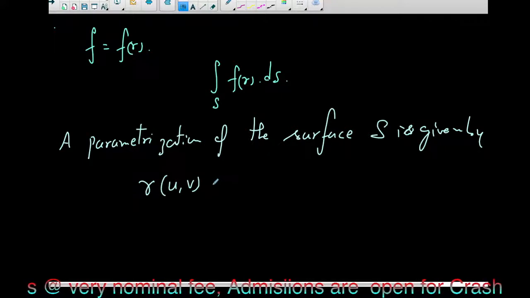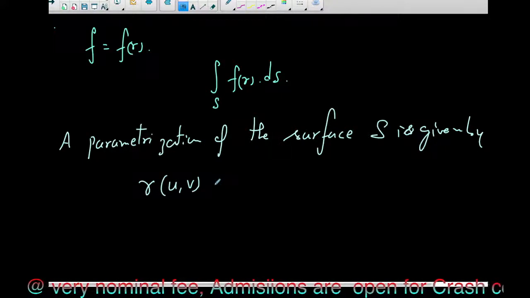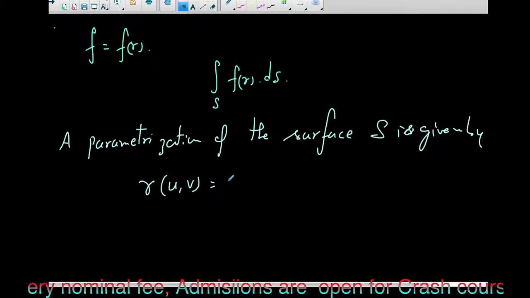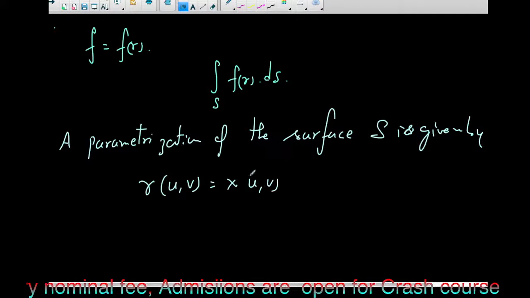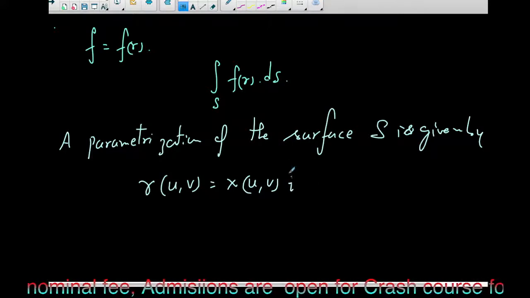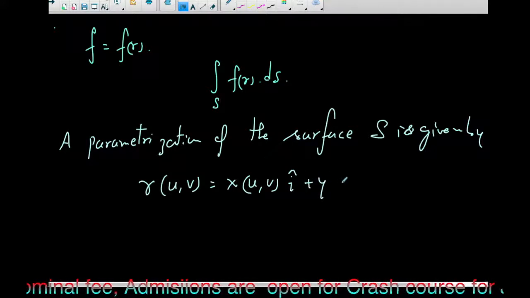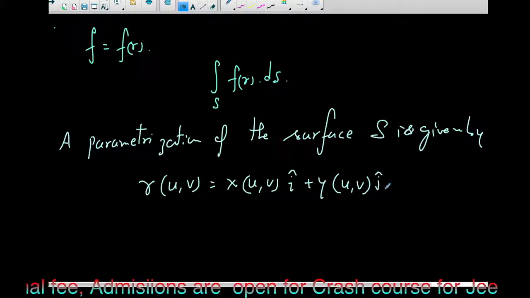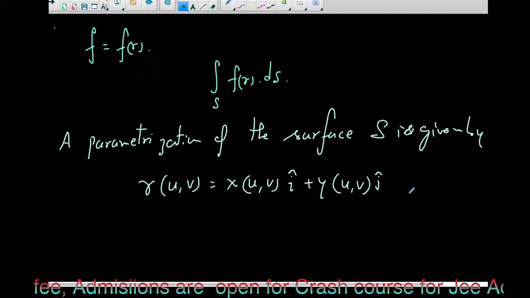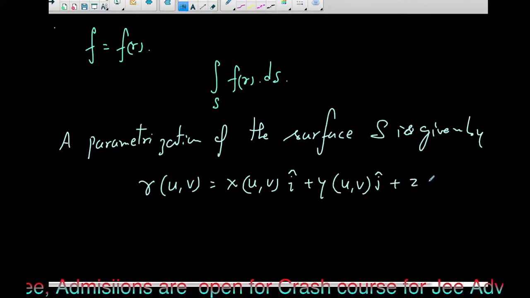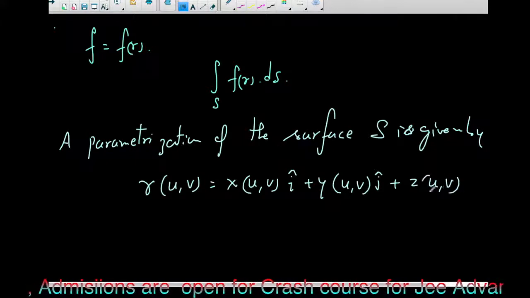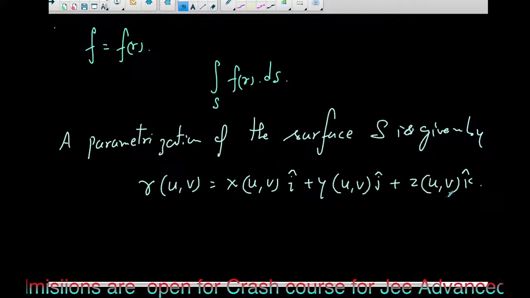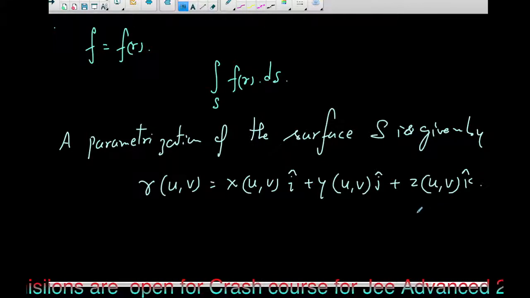Let u comma v be parameters which vary. So x of u comma v into i unit vector, plus y of u comma v into j unit vector, because the surface area element dr will be a vector quantity, plus z of u comma v into k unit vector, correct? Here the position vector r points to the surface.